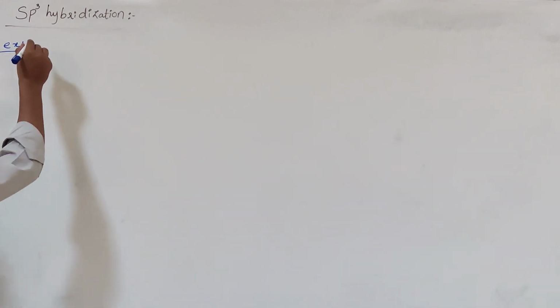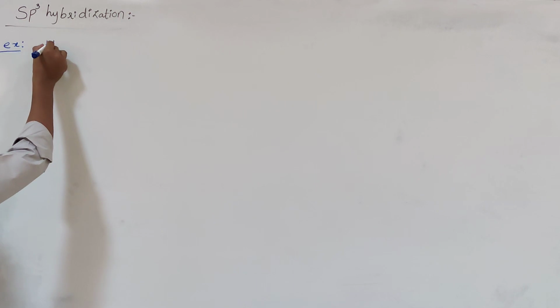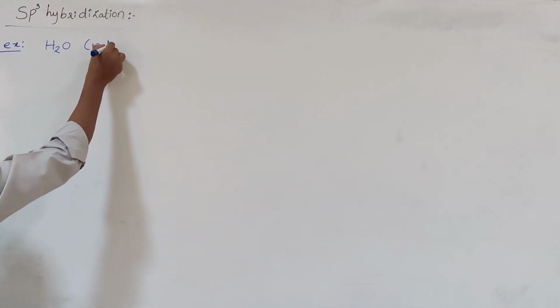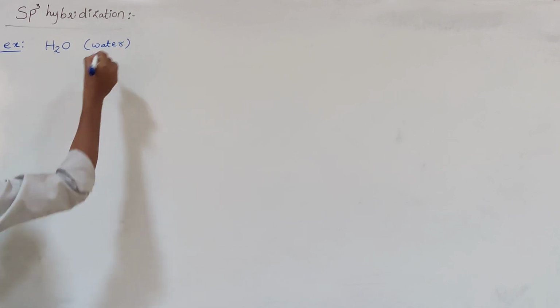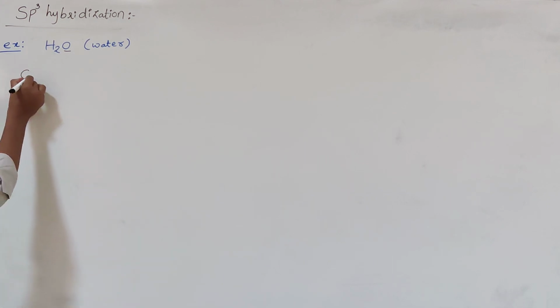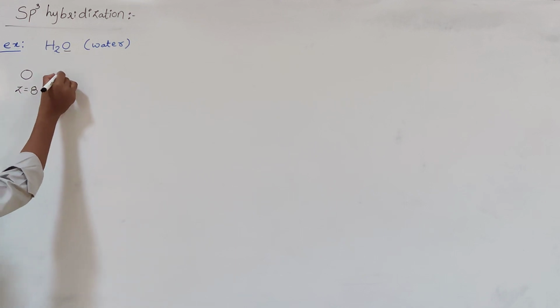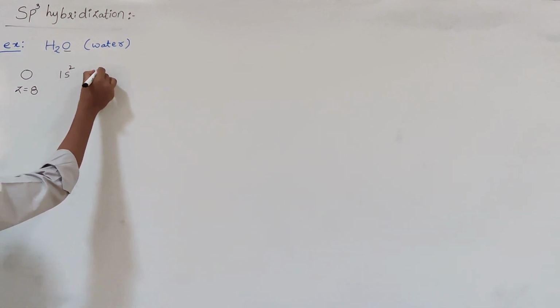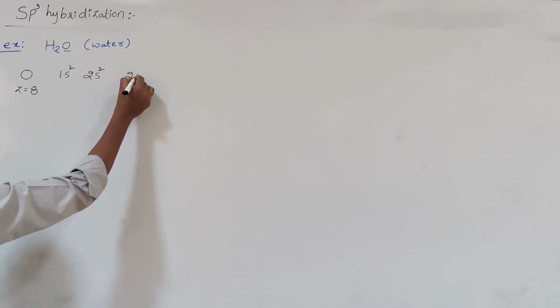The third example for sp3 hybridization is the water molecule. The water molecule formula is H2O. In that, the central atom is oxygen. The atomic number of oxygen is 8. The electronic configuration is 1s2, 2s2, 2p4. This is the ground state electronic configuration.